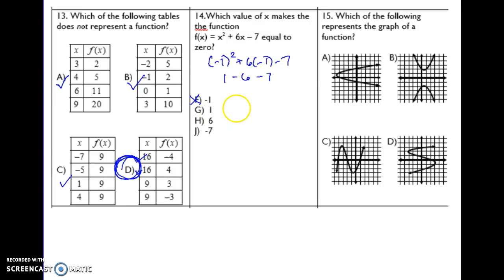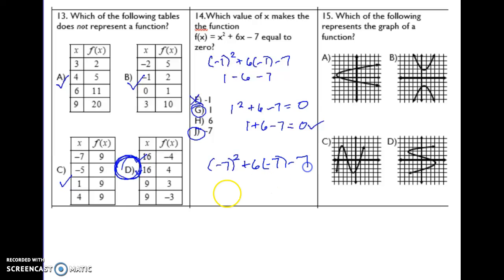All right, if I plugged in 1, I'd get 1 squared plus 6 minus 7 equals 0. Let's see, that would be 1 plus 6 minus 7. Does that equal 0? Yes, it does. So one of the answers is G. All right, and I'm going to give you the second answer. It's actually going to be J, because if I put in -7 and I square it, plus 6 times -7 minus 7, I'm going to get 49 minus 42 minus 7, and that is going to be equal to 0. So the two possible answers for number 14 are G and J.